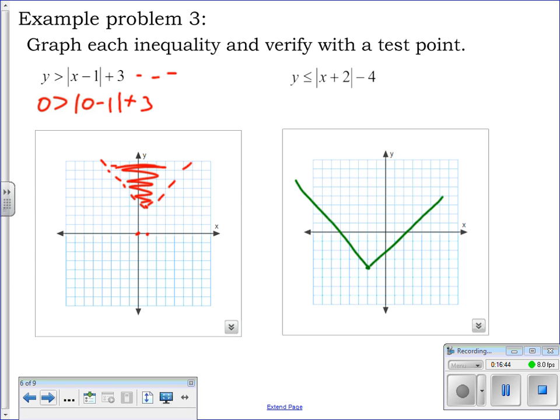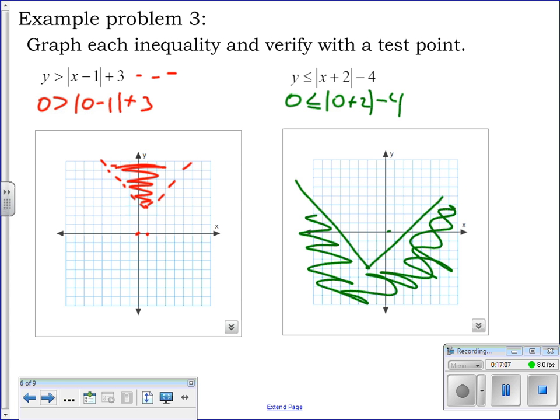And then I test. 0 less than or equal to the absolute value of 0 plus 2, minus 4. Absolute value of 0 plus 2 is 2. 2 minus 4 is negative 2. Is 0 less than or equal to negative 2? No. So the origin is not part of my solution. So I shade everything outside.